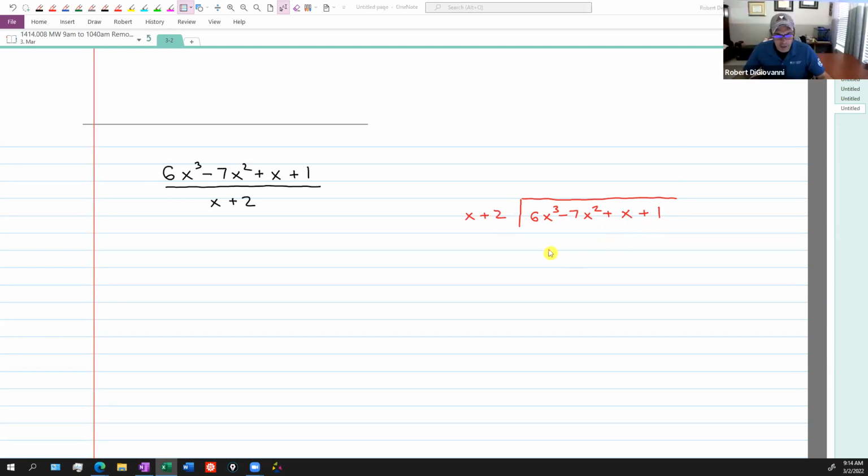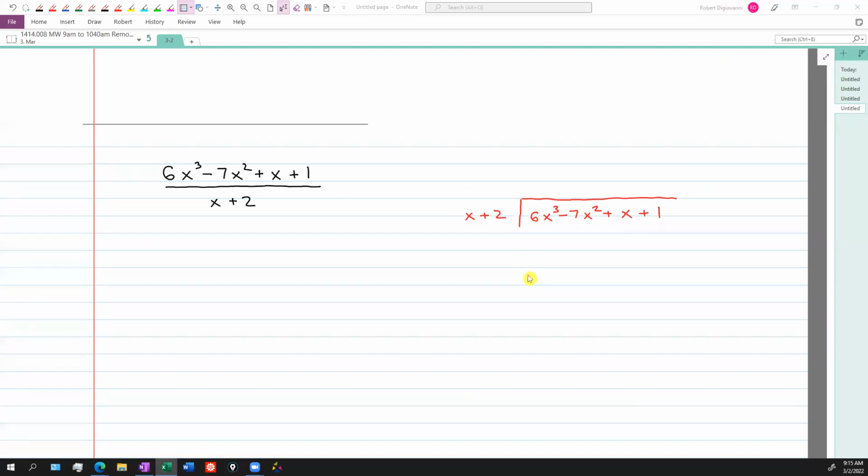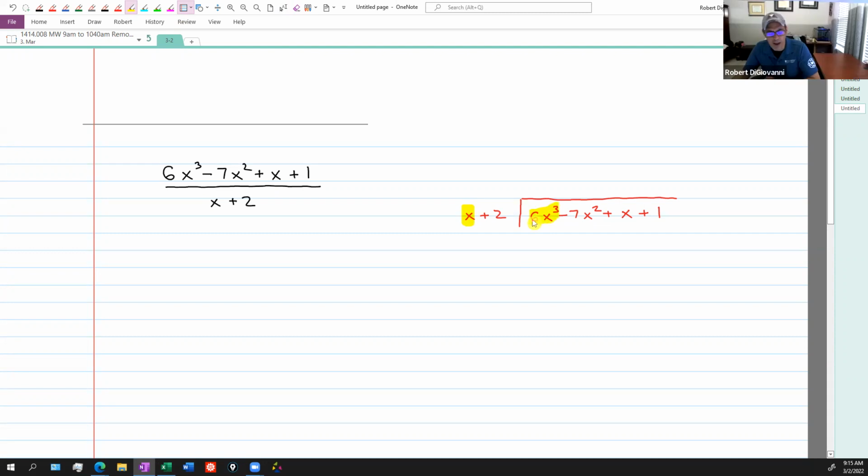So what am I going to do now? I've got this set up. What am I going to do? You're going to see how many x's can go into 6x cubed. Yeah, so how do you turn x into 6x cubed? How are you going to do that? You have to multiply x by what?